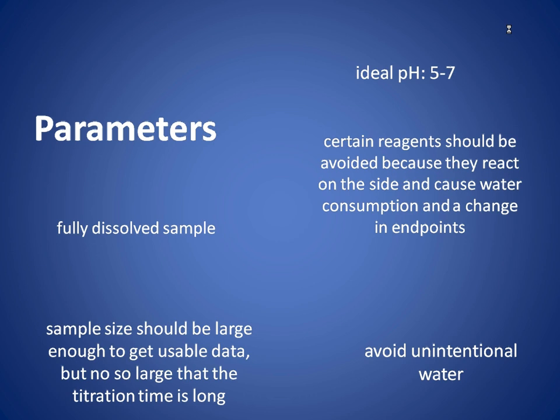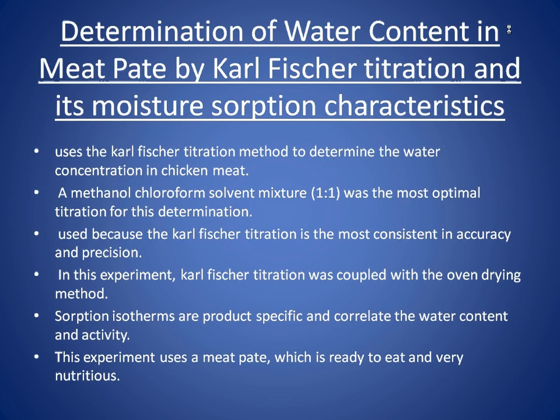The paper Determination of Water Content in Meat Pâté by Karl Fischer Titration and its Moisture Sorption Characteristics uses a Karl Fischer titration method to determine the water concentration in chicken meat. A methanol chloroform solvent mixture, a 1-to-1 ratio, was the most optimal titration for this determination.